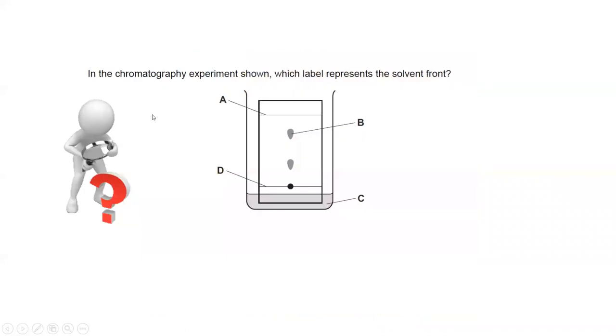Now, a question related to chromatography. In a chromatography experiment shown, which label represents the solvent front? A, B, C, or D? Which of the labels is representing a solvent front? The last point where the solvent rises or reaches, that is known as the solvent front. Everyone should participate. You just have to mention a label.